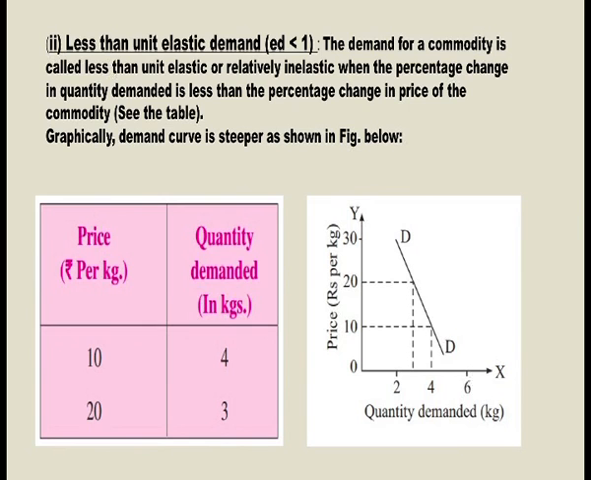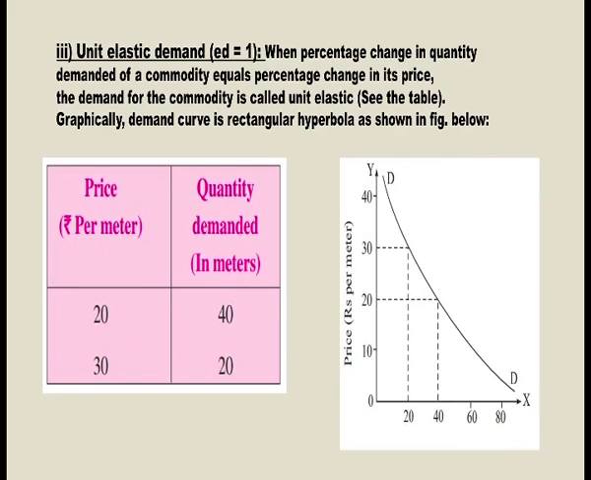Now, the third case of elasticity of demand we can see, it is elasticity of demand equal to 1. In this case, there is an equal change in quantity demanded to a change in the price of the commodity. When the price of the commodity decreases by 10%, the quantity demanded increases by 10%. That means the change in the quantity demanded is proportionate to the change in the price of the commodity. You can see the table also. The price of the commodity increases from rupees 20 to 30 and the quantity demanded decreases from 40 to 20. There is a proportionate decrease in the quantity demanded to the proportionate increase in the price.